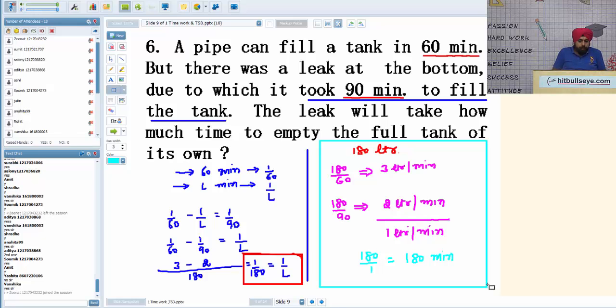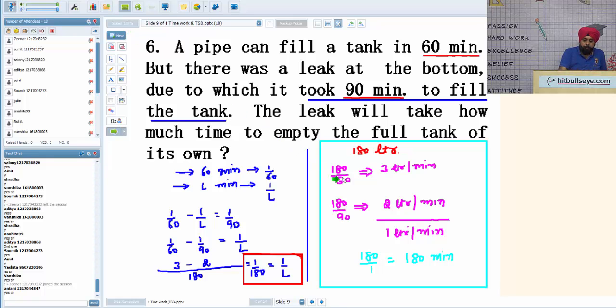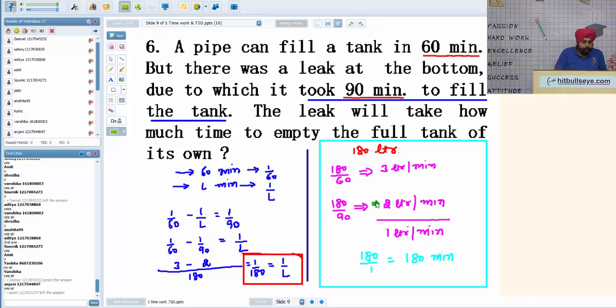Now the filling pipe can fill it in 60 minutes, so that gives its filling rate to be 3 liters per minute, because it took 60 minutes to fill on its own. Now when it works with the help of the leak, it took 90 minutes. So this means the rate is 2 liters per minute now. So that means if you're putting in 3 liters, net output is 2 liters. So that implies 1 liter per minute has been drained out. So if the leak drains 1 liter per minute out, the total of 180 liters will be drained in 180 minutes. I hope you all have got it, students.